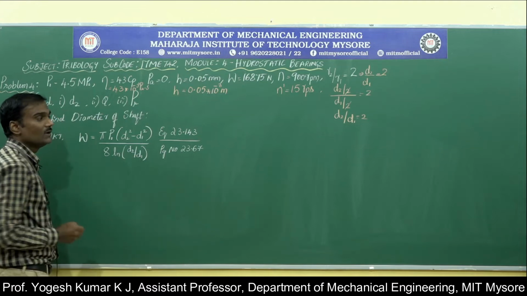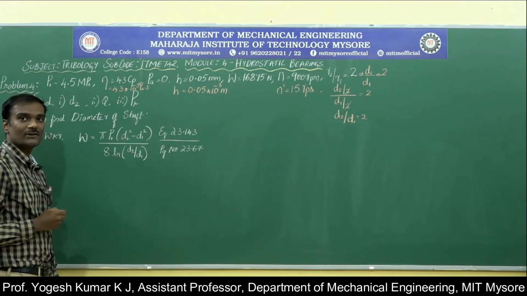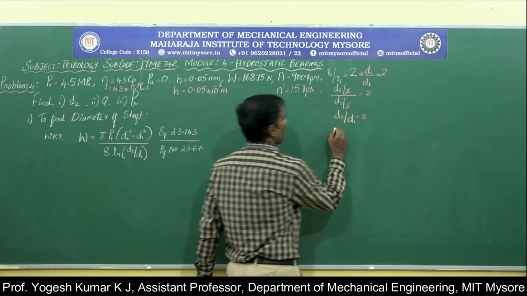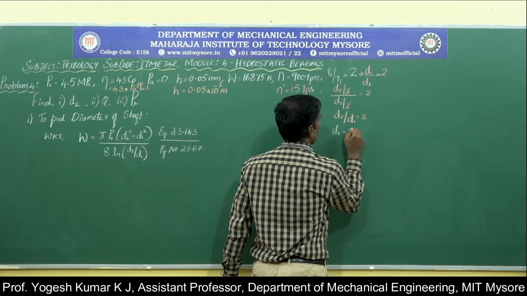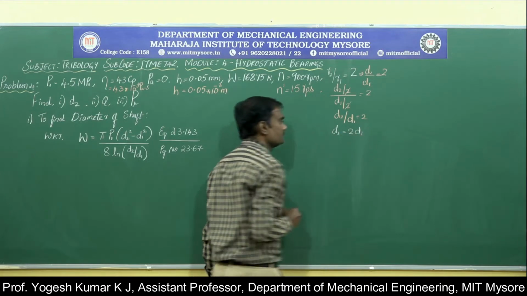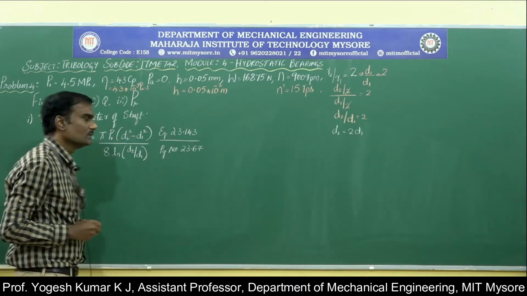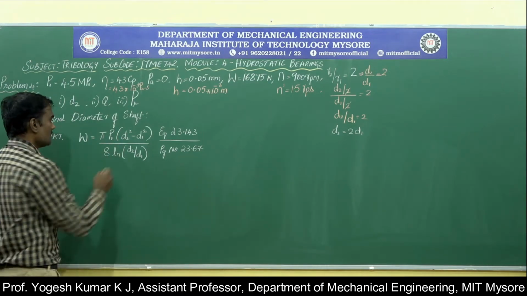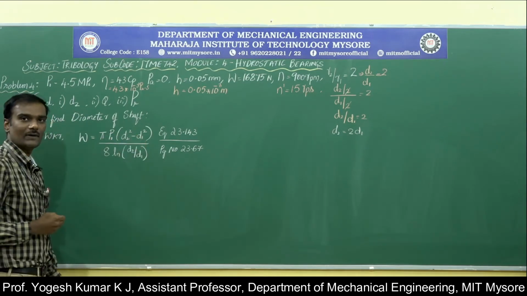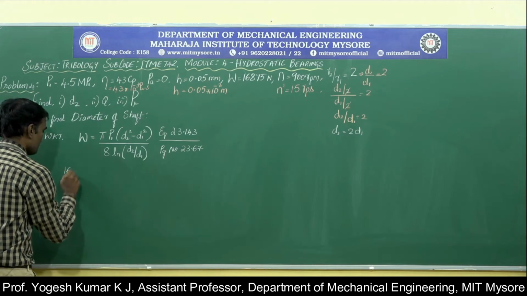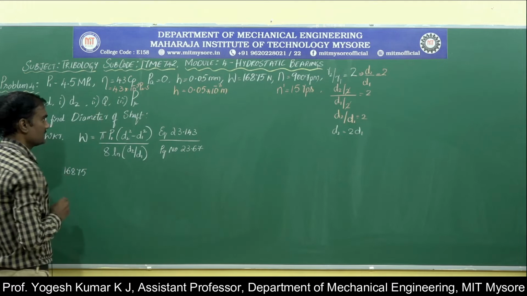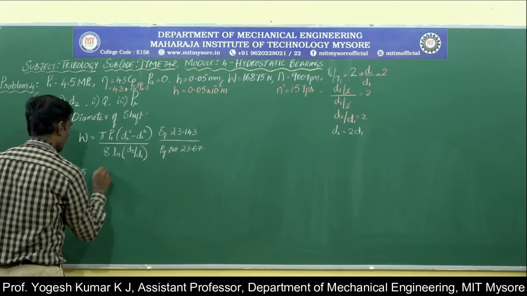We know the value of W, we know the value of P naught, we even know the value of d2 by d1. What is d2 by d1? We got that value as 2. So d2 we can write in terms of d1. I can write d2 as 2 times d1 here. Correct? So I will just substitute those terms to get the value of either d2 or d1. I know the load carrying capacity as 16,875 newtons.